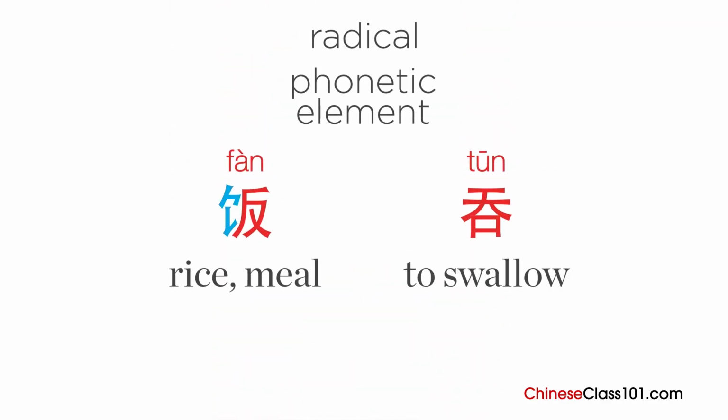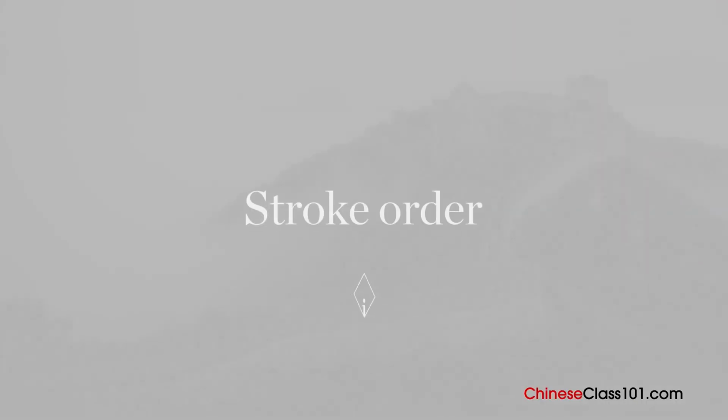Most radicals are at the left or bottom of a character. By identifying radicals, it should be much easier to decode the meaning of new characters. For the phonetic elements, it takes time and effort to memorize their pronunciations. The more you study them, the easier it will be.